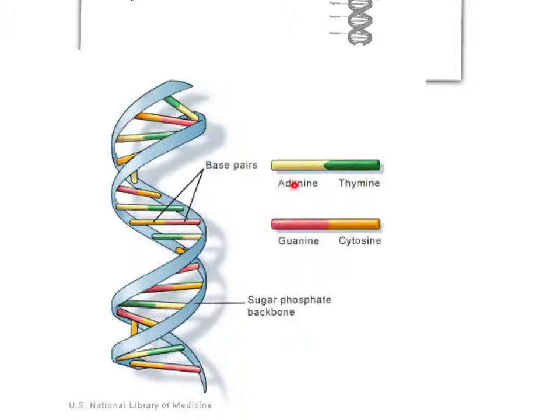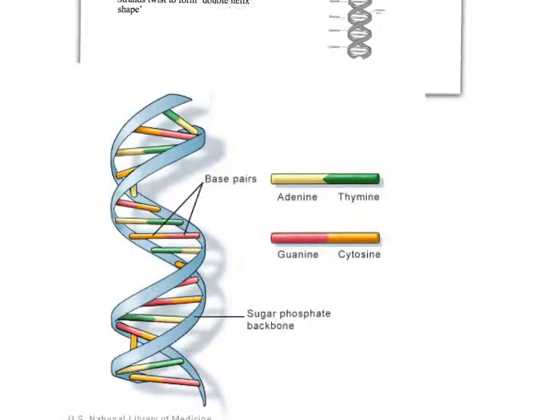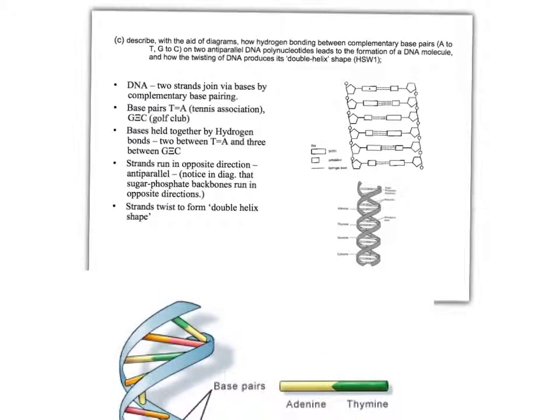The other thing that you should be aware of is that the hydrogen bonds that hold the thymine and adenine, T and A, together, there are 2 hydrogen bonds there, whereas there are 3 hydrogen bonds that hold guanine and cytosine together. So the little T with the 2 bonds to A and the G with the 3 bonds to C.